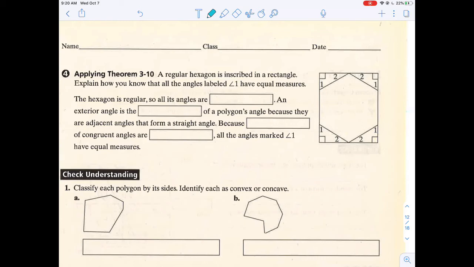So all its angles are equal, and an exterior angle is the supplement of a polygon's angle because they are adjacent angles. So like here, this angle is the interior angle. All the interior angles are the same. Angle 1 is the supplement to that angle.